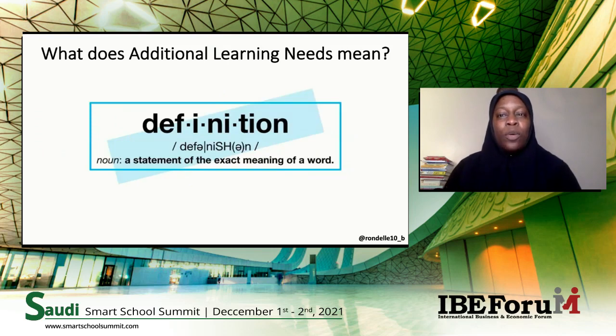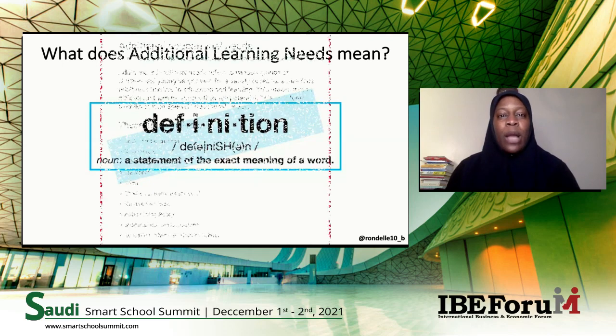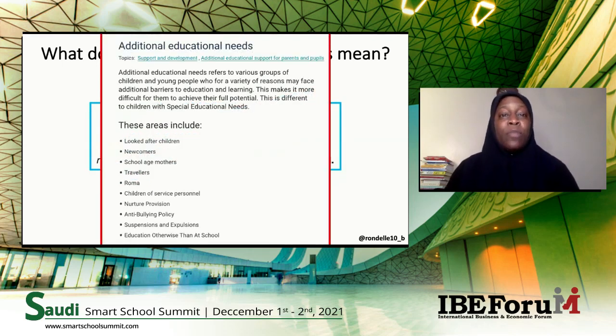So first of all, additional learning needs. It has a number of different things, but what does it actually mean? And I'm sure in the chat you can share your thoughts, which I will pick up at the end. But when we come to additional learning needs, sometimes referred to as additional educational needs, these refer to young people that may face additional barriers to their education and learning.